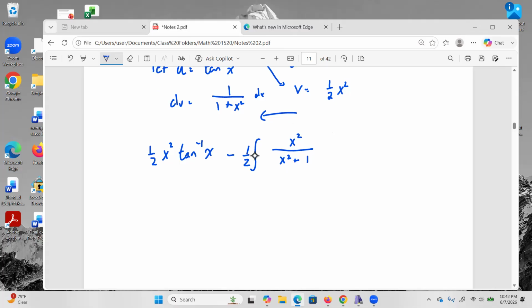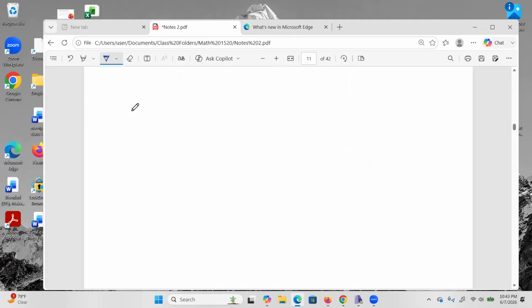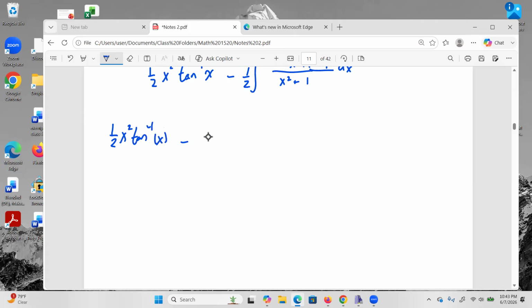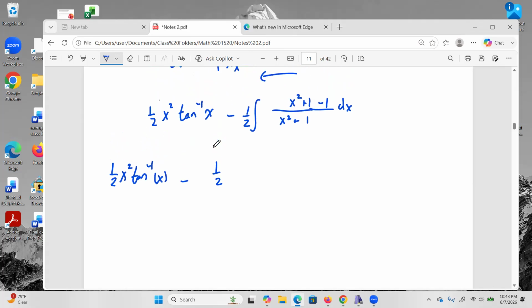So here's what I'm going to do. I'm going to add 0. So what we're going to do is add and subtract 1. Okay, and then we'll break this thing apart. There's a dx here. So here's what we have. We have a 1 half x squared. Let's go back up to here. We have 1 half x squared tangent inverse of x, minus 1 half, right, here we go.